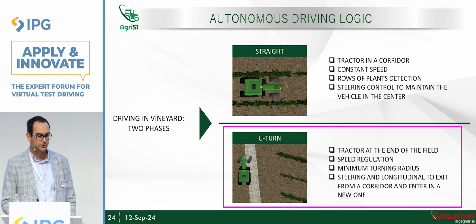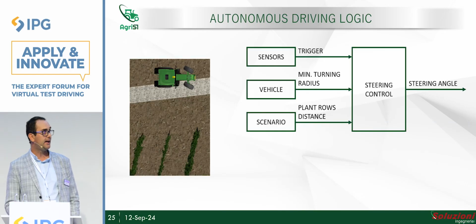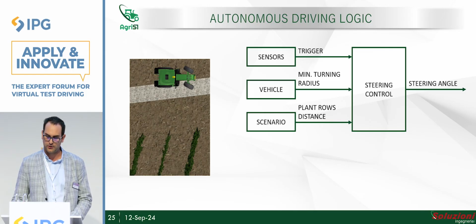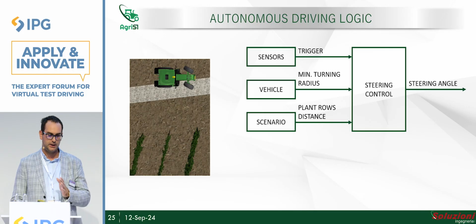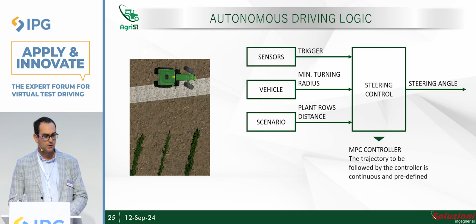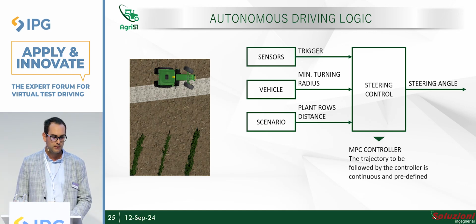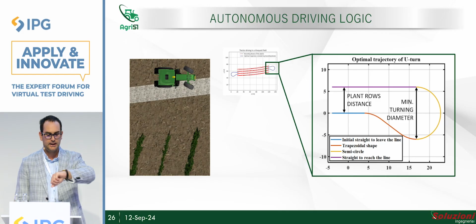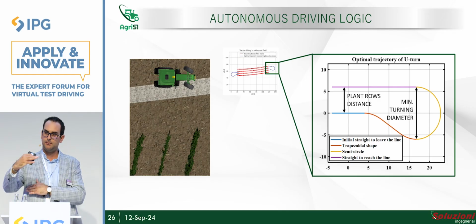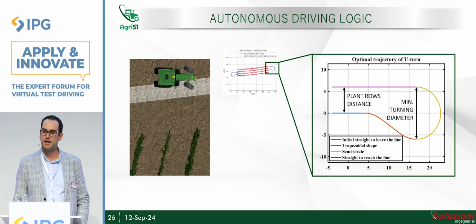For the second phase, the U-turn phase, we again have a sensor, but in this case the sensor works only as a trigger to detect the exit from a corridor of vines. We need some information from the vehicle, the minimum turning radius, and from the scenario, the plant rows distance. Also in this case, we have an MPC controller, which permits the tractor to follow a predefined trajectory. And this trajectory is built in this way: we connect the plant rows distance with the minimum turning diameter of the tractor with a drivable path.